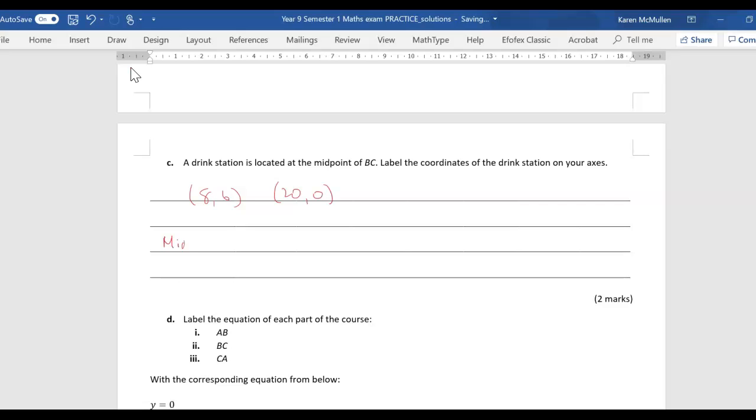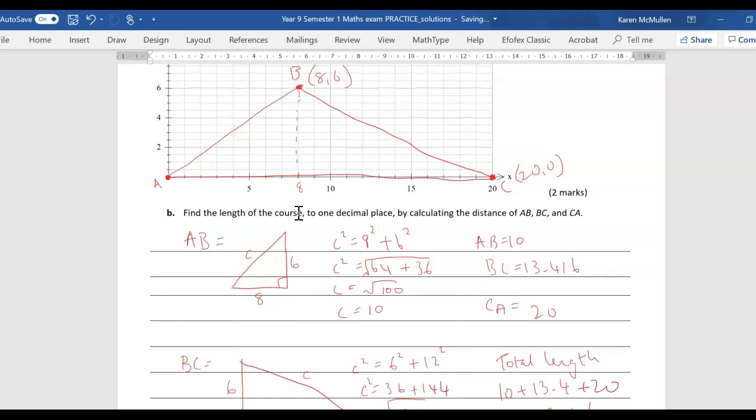So your midpoint, remember we add our x's together. So 8 plus 20 divided by 2, comma, because we're finding a set of coordinates, and then your y's added together divided by 2. So 28 divided by 2 and 6 divided by 2. So we're going to have 14, 3. All right, so if I go up to here, find 14, 3. So there's 14 here and 3 must be there. You can kind of see that it's halfway. So 14, 3 is our midpoint of the drink station.